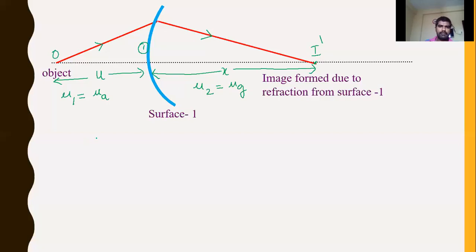Now using the curved surface formula, we can write mu g divided by v minus mu a divided by u, and of course there should be a negative sign according to the sign convention, is equal to mu g minus mu a divided by the radius of curvature of the first surface. As it is on the right side, you should take it as plus r1 according to the sign convention. Let this be equation number 3.